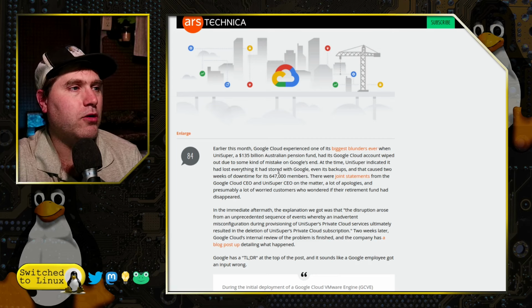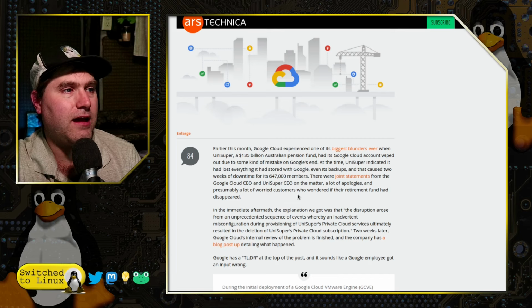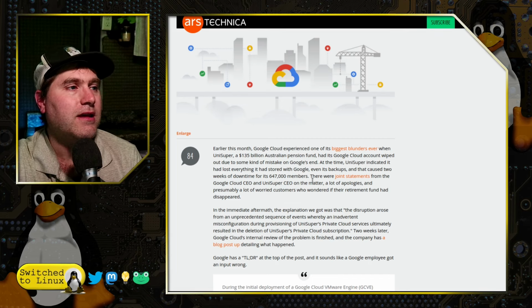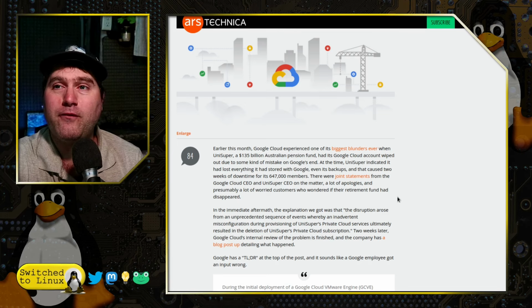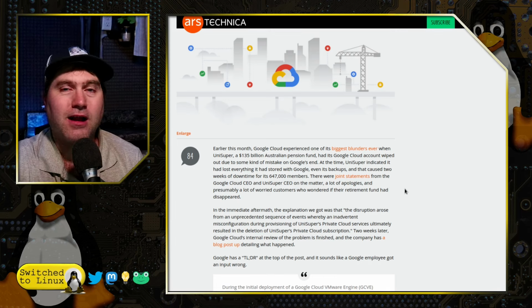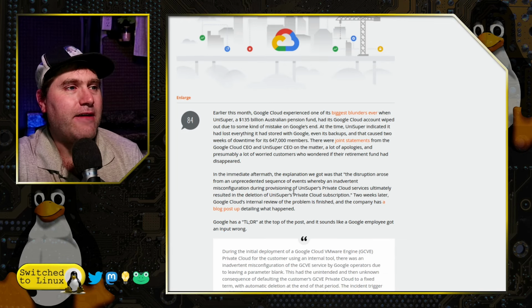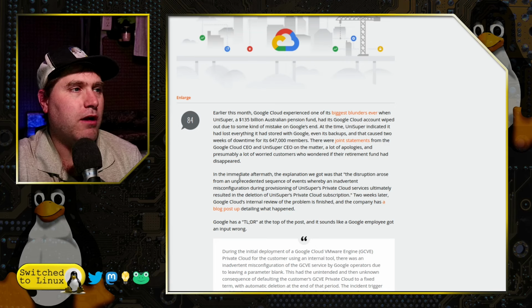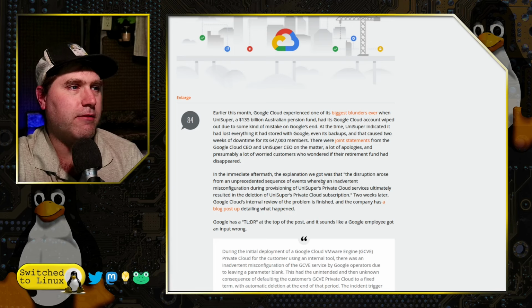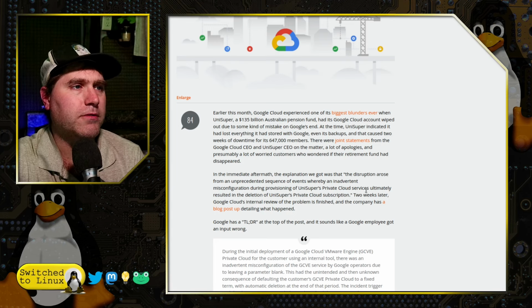So there were joint statements from the Google Cloud CEO and the Uber Super CEO, which is the company, with a lot of apologies and presumably a lot of worried companies who wondered if their retirement fund had just disappeared. Talk about not wanting to induce a heart attack in a retired person, but that's the case. In the immediate aftermath, the explanation we got was that the disruption arose from an unprecedented sequence of events whereby an inadvertent misconfiguration during provisioning of Ubersoft's private cloud services ultimately resulted in the deletion of their cloud subscription.